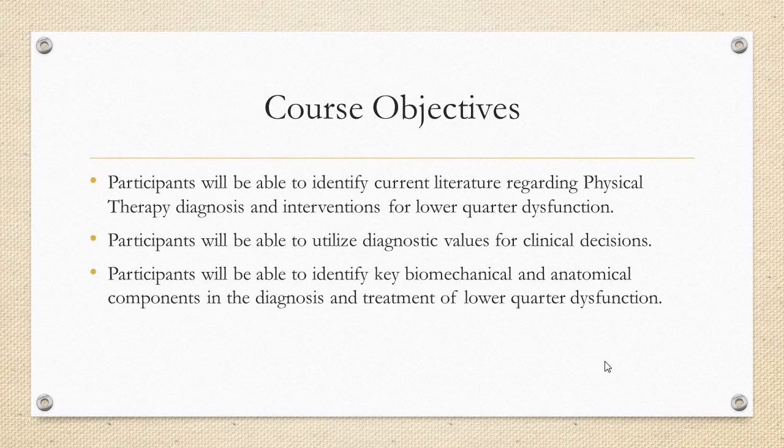Course objectives are as follows. Participants will be able to identify current literature regarding physical therapy diagnosis and interventions for lower quarter dysfunction. Participants will be able to utilize diagnostic values for clinical decisions, and participants will be able to identify key biomechanical and anatomical components in the diagnosis and treatment of lower quarter dysfunction.